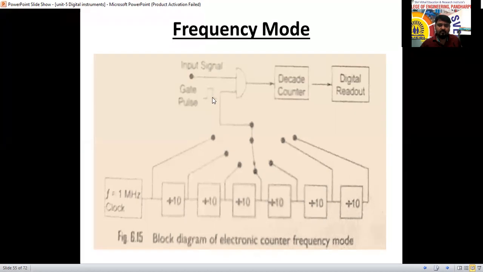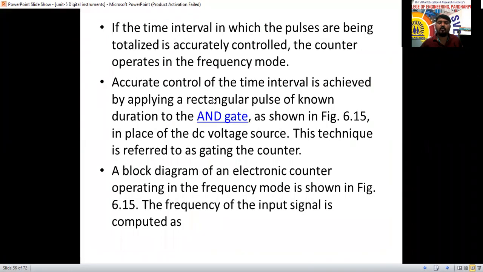Yes or no? Yes, sir. The rectangular pulse we apply to get accurate answers, or accurate control. So we have applied the rectangular pulse to the AND gate, in the place of the DC voltage source. That is what they are telling here. So a block diagram, same thing we have written here.